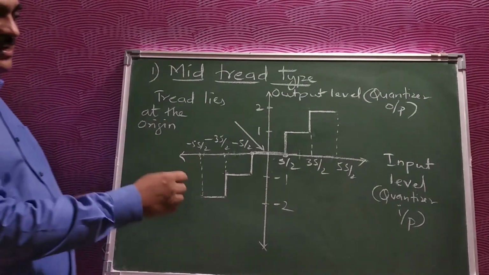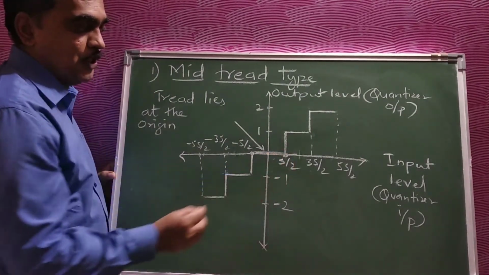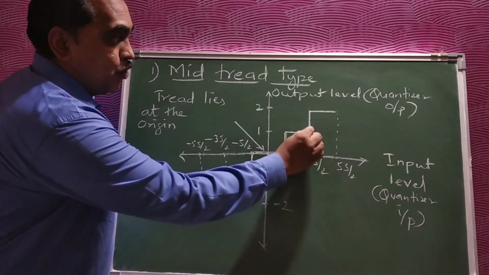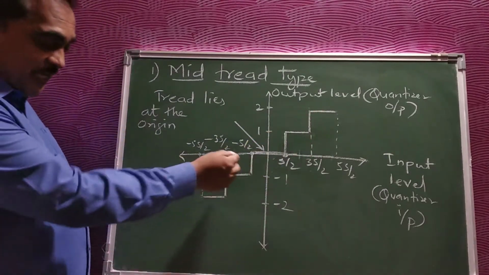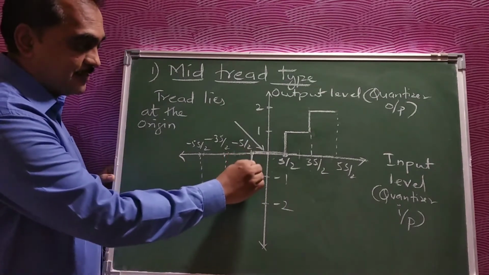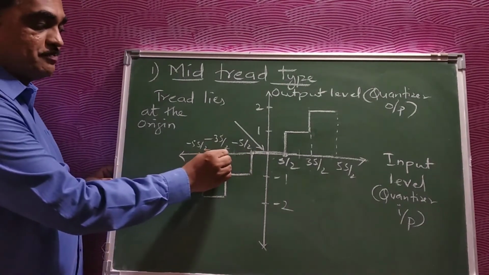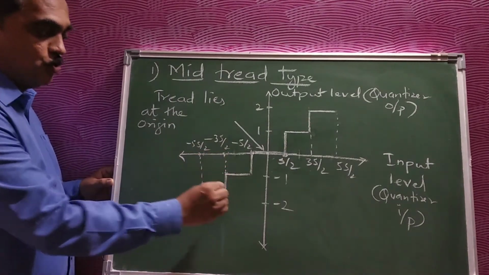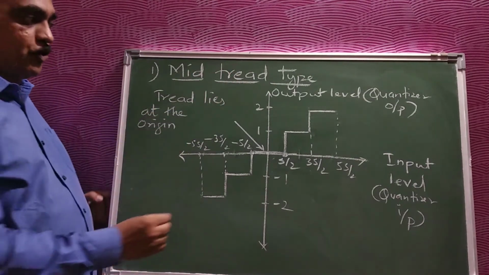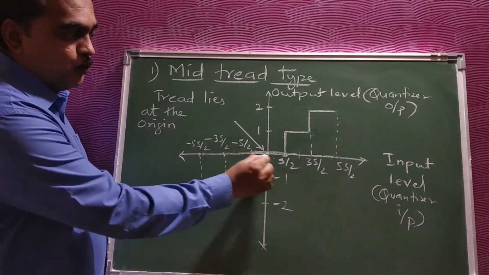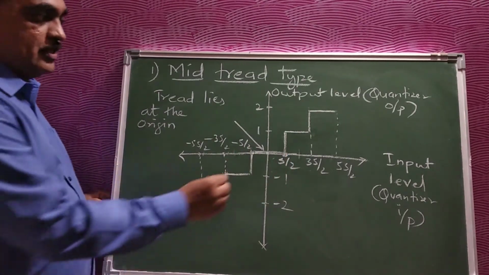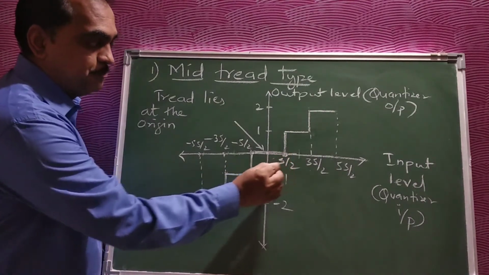Okay. And for that, when the input is S by 2, the output is rising to 1 volt. When the input is 3S by 2, the output is rising to 2 volt. Even here, when the input is minus 5S by 2, the output is rising to minus 1. When the input is minus 3S by 2, the output is rising to minus 2. But then why is it called mid-tread? It is called mid-tread because from minus S by 2 to plus S by 2, the output is 0. The output is going to rise at S by 2 and minus S by 2.